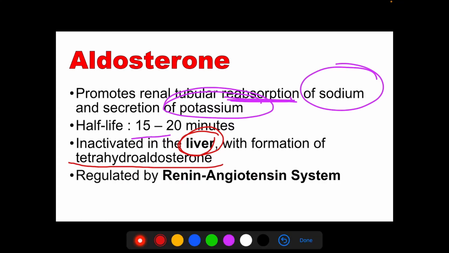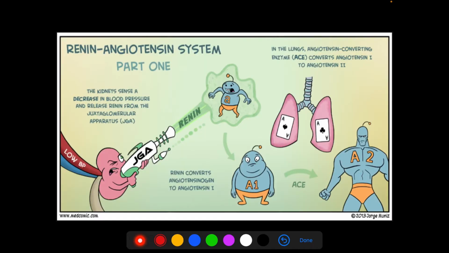So this aldosterone is regulated by the renin-angiotensin system, or the renin-angiotensin aldosterone system, RAAS. So just a little review of what is happening in the renin-angiotensin system is that when the kidneys sense that there is a decreased blood pressure, or let's say a decreased sodium level, what will happen is that there will be a release of renin from the JGA, or the juxtaglomerular apparatus of the kidney.